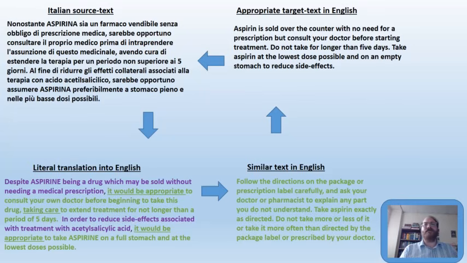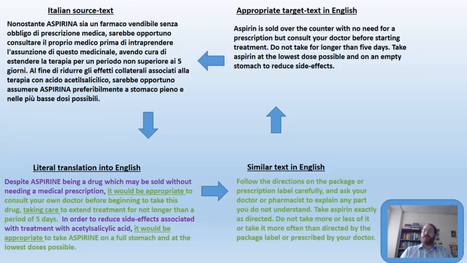Okay. And very similar to what I've done here, you'll see the arrows. I've included a loop. So I've started with the Italian source text. I've done a literal translation into English. I've compared it against similar texts in English, and I've then produced an appropriate target text in English, which I then compare back against the source text for accuracy.